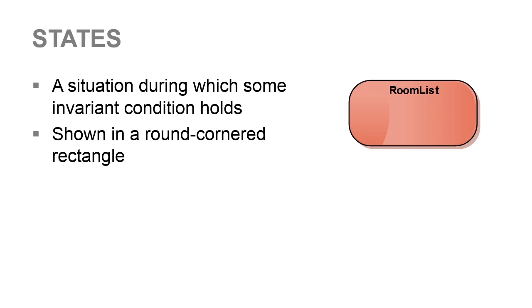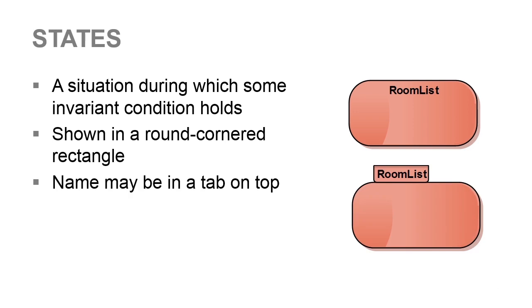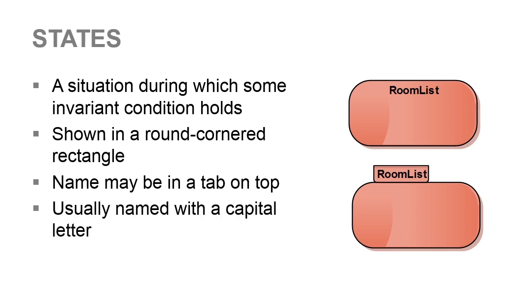list is being displayed. The state can also be shown with a name in a tab on the top, usually if there's some other detail inside the state that we don't want the name to be confused with. States are usually named with a capital letter.